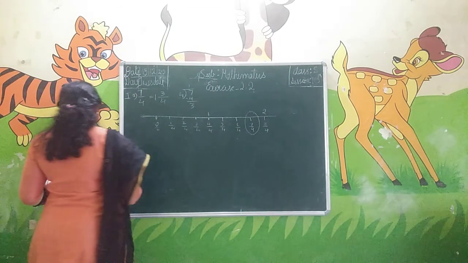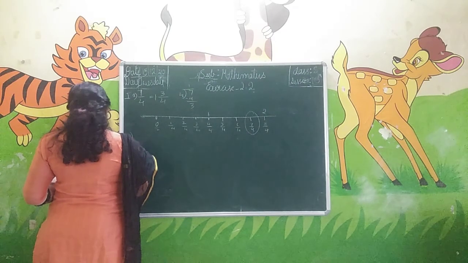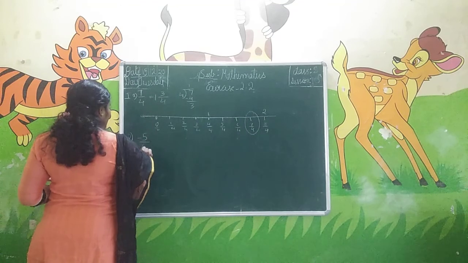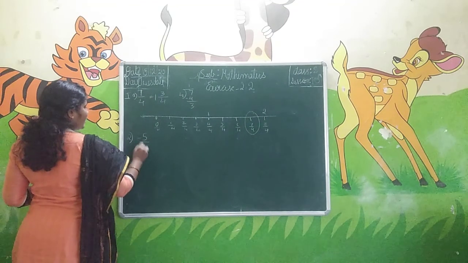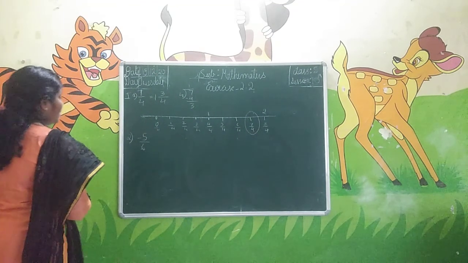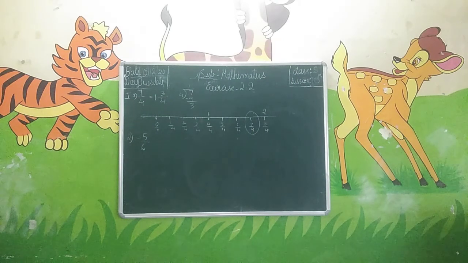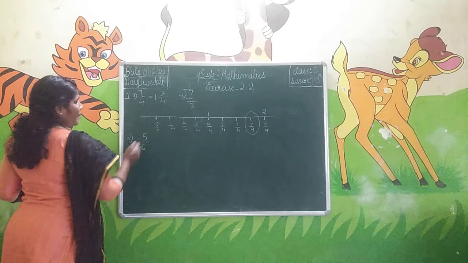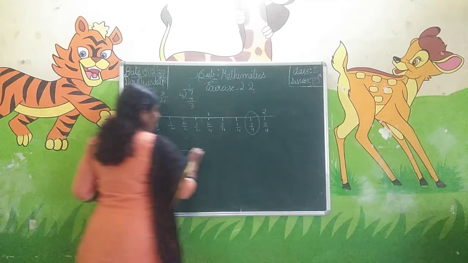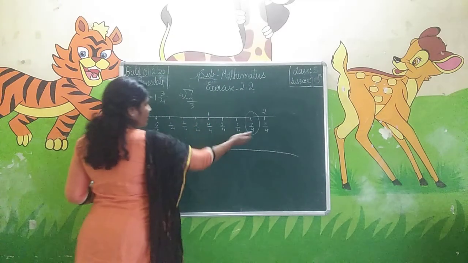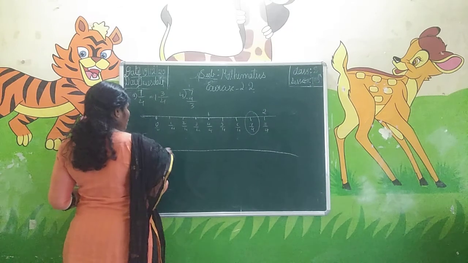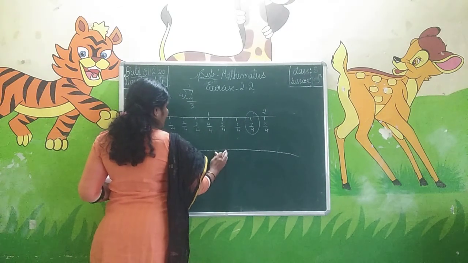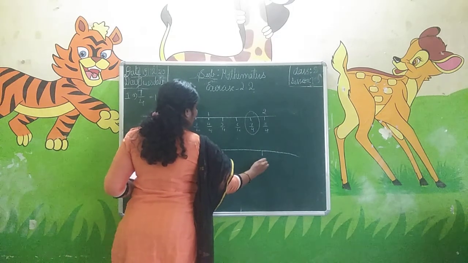Next come to the second one, that is minus 5 divided by 6. Okay, here minus 5 means they have given a negative number. So this number lies between 0 and minus 1. When you go to the right side, you get all the positive integers, and when you go to the left side, you get the negative integers. Mark it here as 0.